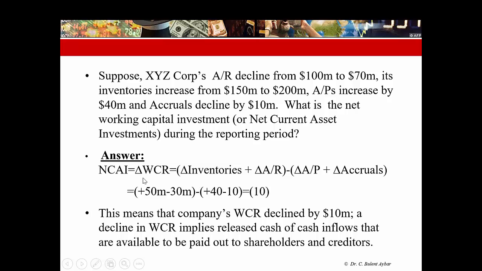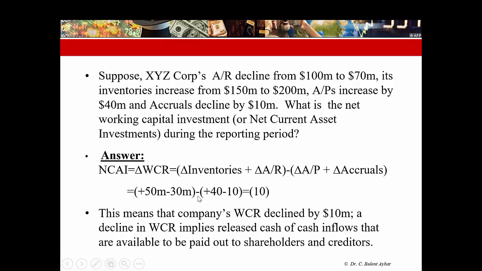In order to calculate the change in working capital requirement, we look at the change in inventories. In this case, inventories have increased by $50 million. That's why we have a plus sign here. Accounts receivables, in contrast, declined by $30 million, so there is a minus sign in front of it. Minus, open parenthesis, an increase in the accounts payables, plus 40, and a decline in accruals, minus 10.